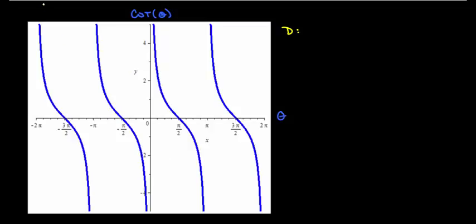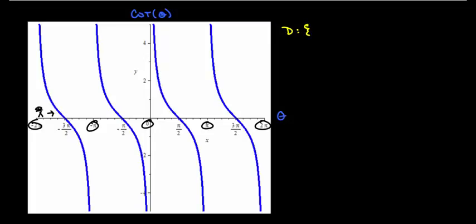So the domain of the cotangent, again, I'm walking on the x-axis and I'm looking up or down. What are the places that I don't see a graph? Well, I don't see a graph at negative pi. I don't see a graph at 0, or pi, or 2 pi, or negative 2 pi. So I need a way of describing those guys.